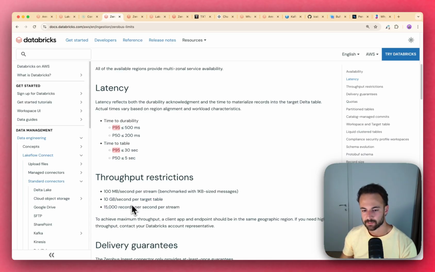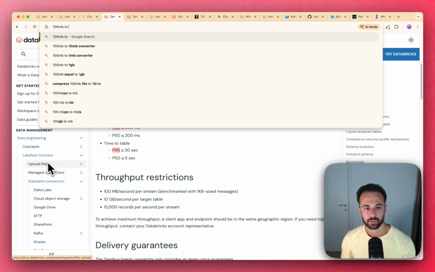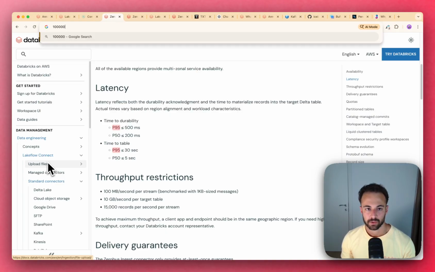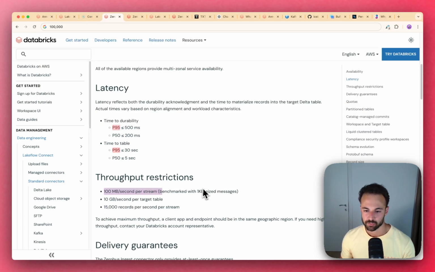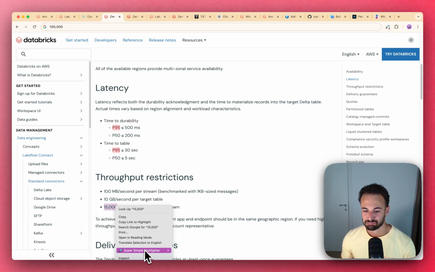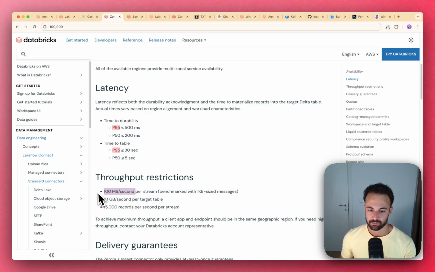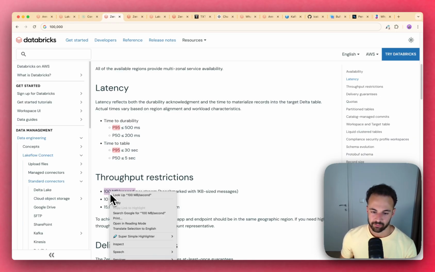And then 15K records per second per stream. So this was benchmarked with 1 kilobyte size messages, which is, well, 100 megabytes to kilobytes is 1000. That's 100K records a second that they benchmarked here, but here they're saying the limitation is 15K records per second per stream. So actually it's 15 megabytes, at least according to the limits. I'm not sure how you would do 100 megabytes if it's benchmarked with 1 kilobyte, so whatever. I would assume this is more like a 15 megabyte type of thing.